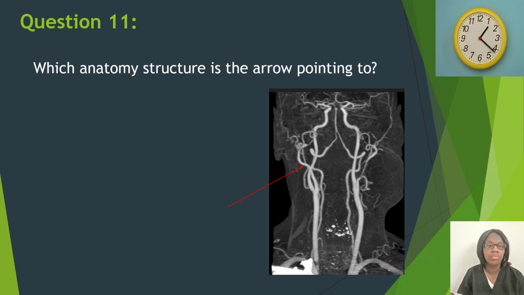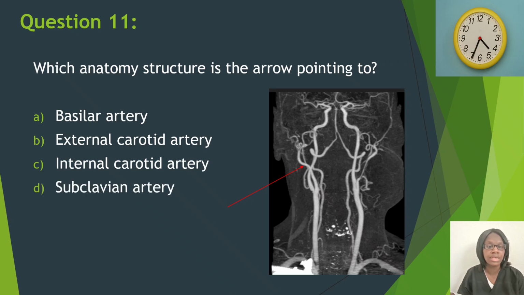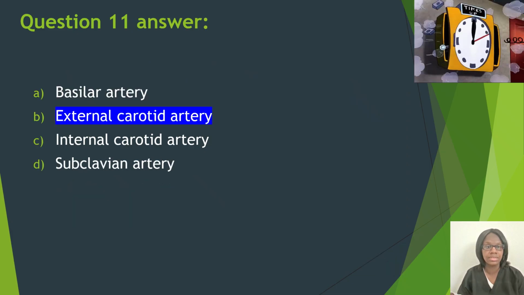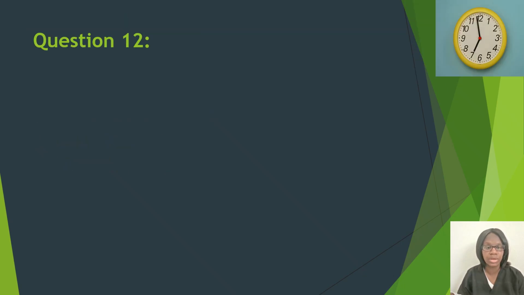Question 11. Which anatomy structure is the arrow pointing to? A. Basilar artery. B. External carotid artery. C. Internal carotid artery. D. Subclavian artery. All right, the correct answer is B. External carotid artery.